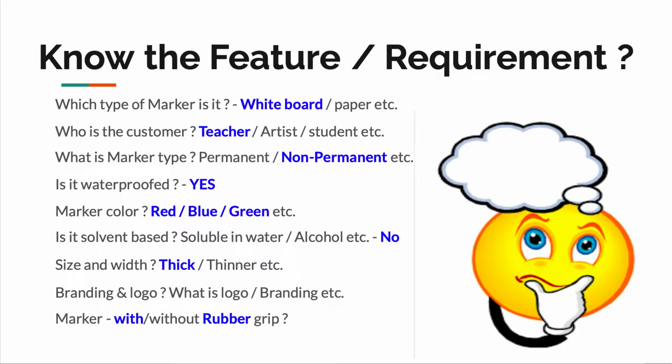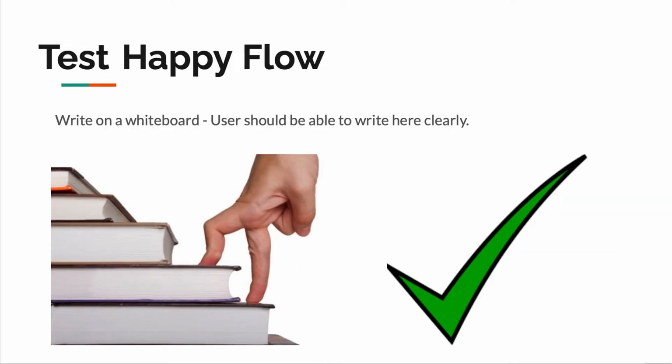Now what will be the first thing you are going to do? First you will do happy flow testing, or you will write the happy flow test case where I'm going to test on a whiteboard. So write on a whiteboard using this marker and see whether the user is able to write here clearly. So in one liner, write on a whiteboard, user should be able to write here clearly. Simple. That is happy flow.